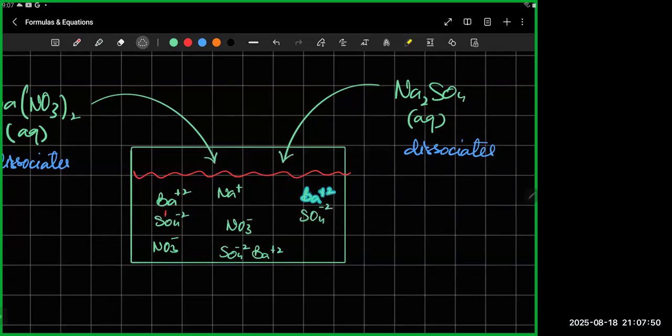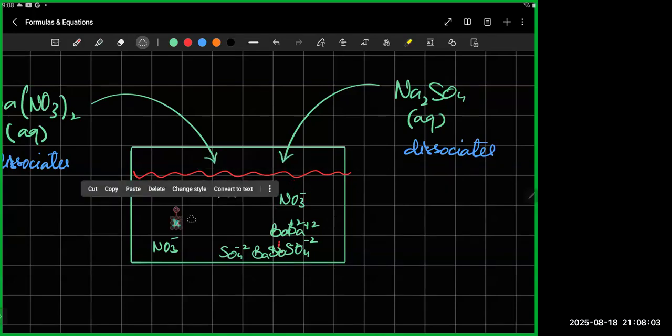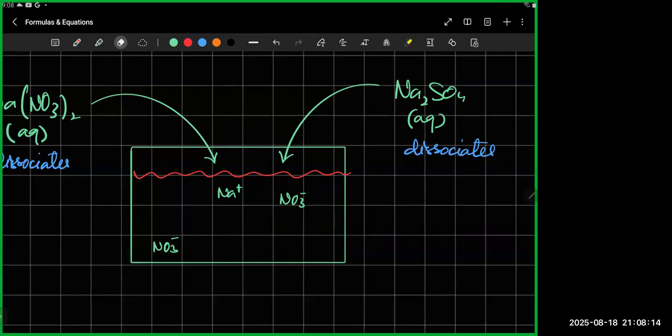All these barium ions and sulfate ions are going to get together and start forming crystals. They'll start forming a precipitate that will settle at the bottom. So all the barium ions and sulfate ions basically form a precipitate. Okay, is this clear?